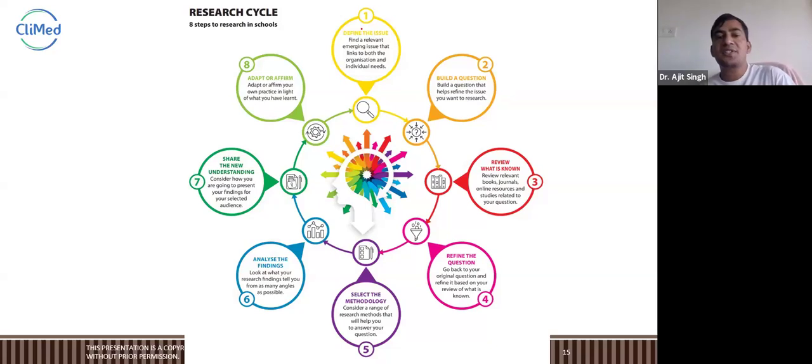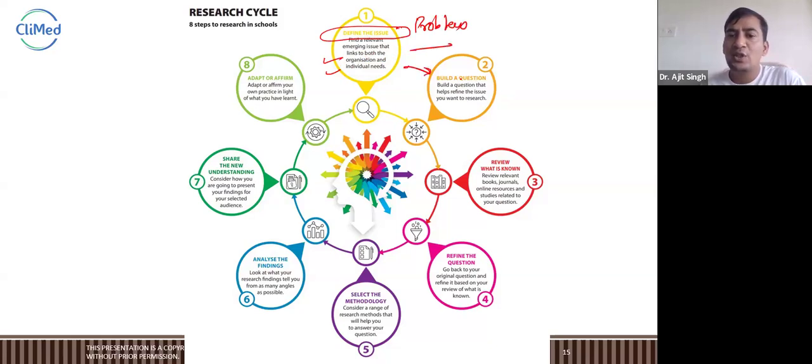The first step is to find a relevant emerging issue that links to both the organization and the individual needs. So first of all, define the problem. Then it goes to building a question. After the problem, you will build a question, and based on the question, you will do a literature review.